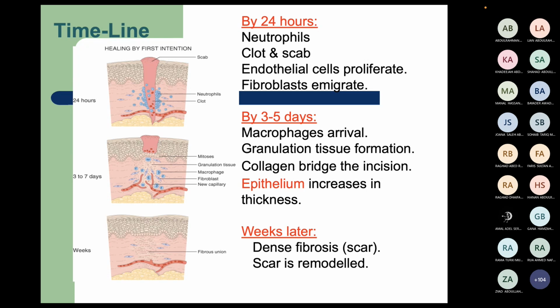Now you see, look at the timeline of the first intention. This is a good diagram to explain, and we'll try to explain more clearly. The main difference is, if there's no loss, the tissue will be healing quickly within weeks. But if there's big loss, then it will take months. This is one difference. The amount of collagen will be less in the first intention and more in the second intention. We'll see all this in the next slides.